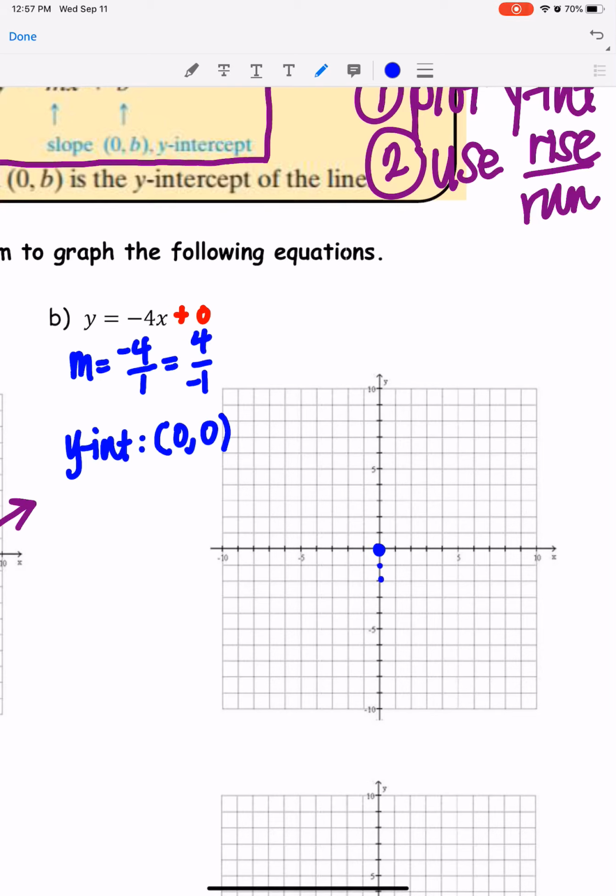So 1, 2, 3, 4, and then running a +1, which a +1 goes to the positive numbers, is right here. We like 3 points. So from this point here, use your slope one more time. So go down 4, 1, 2, 3, 4, and then run a +1.